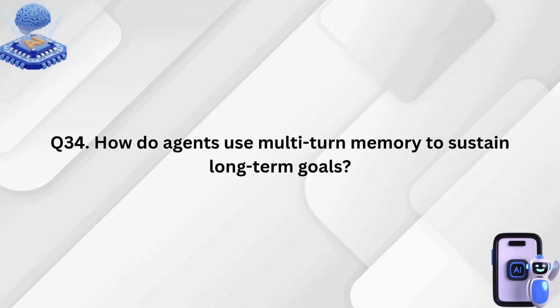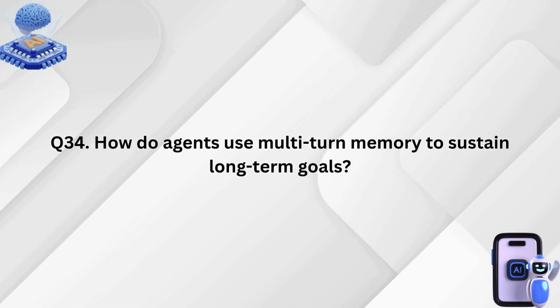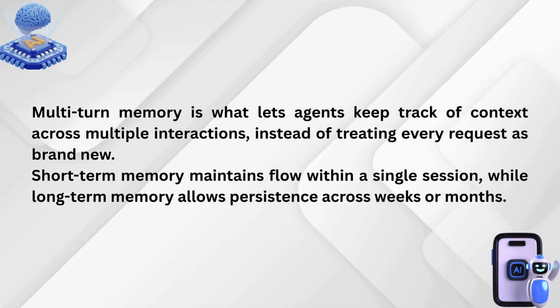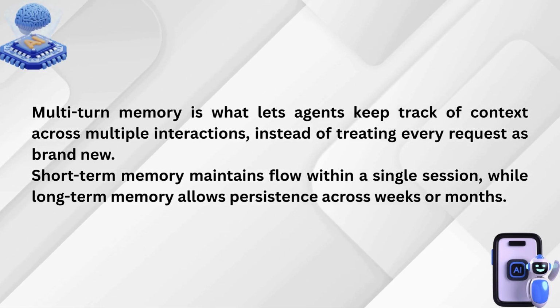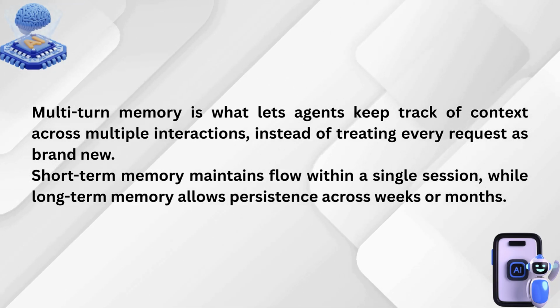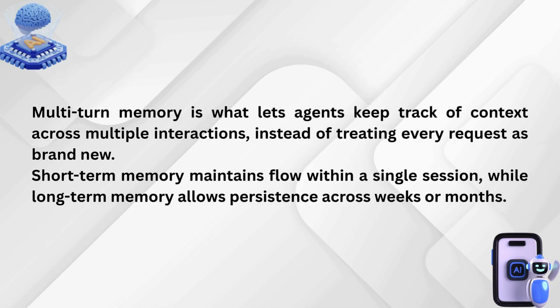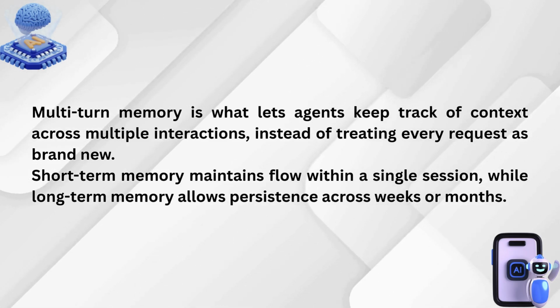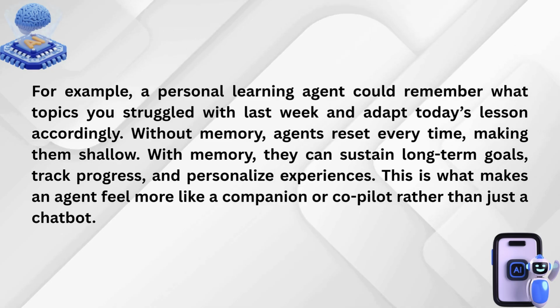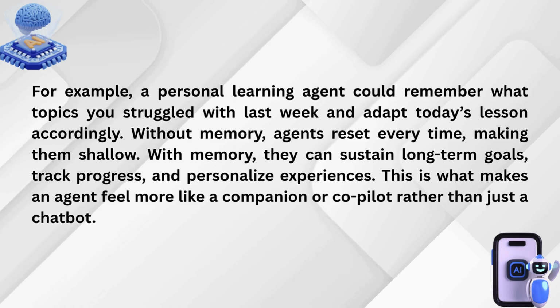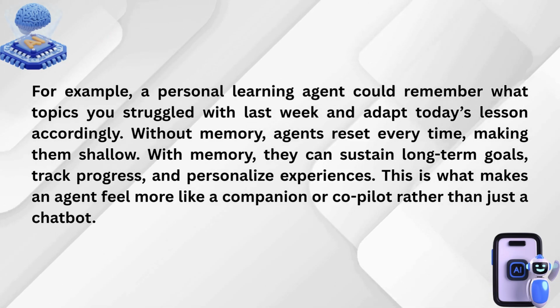How do agents use multi-turn memory to sustain long-term goals? Multi-turn memory is what lets agents keep track of context across multiple interactions, instead of treating every request as brand new. Short-term memory maintains flow within a single session, while long-term memory allows persistence across weeks or months. For example, a personal learning agent could remember what topics you struggled with last week and adapt today's lesson accordingly.